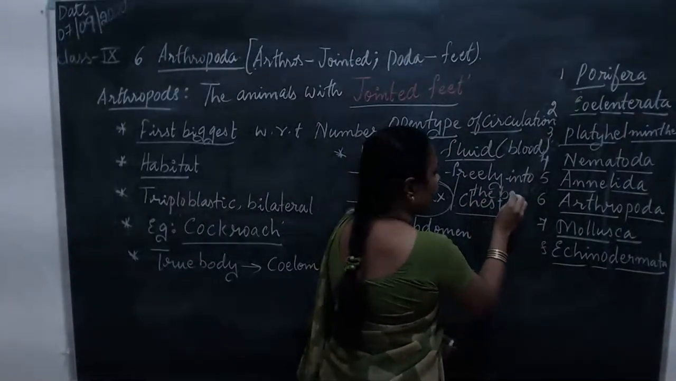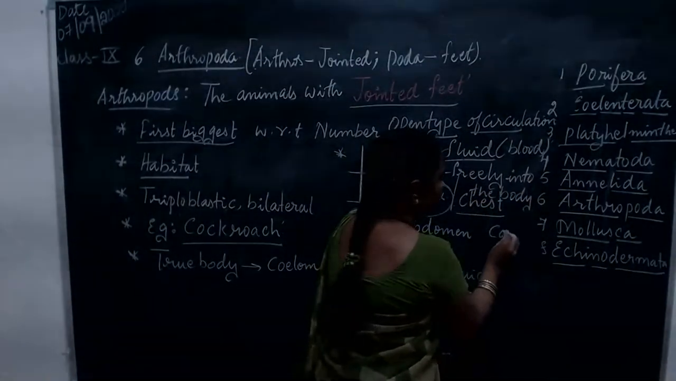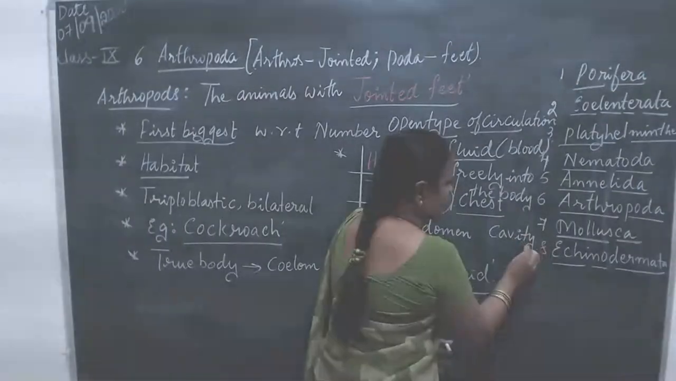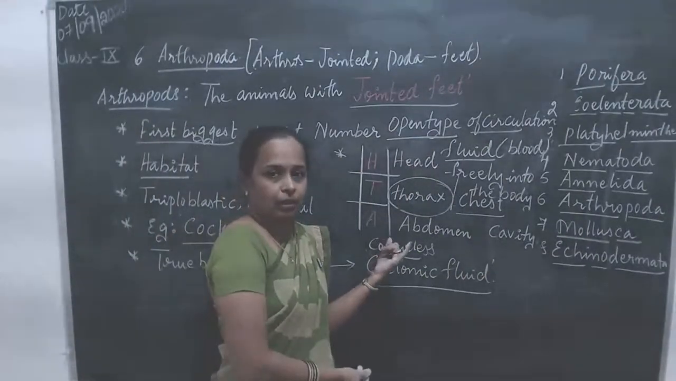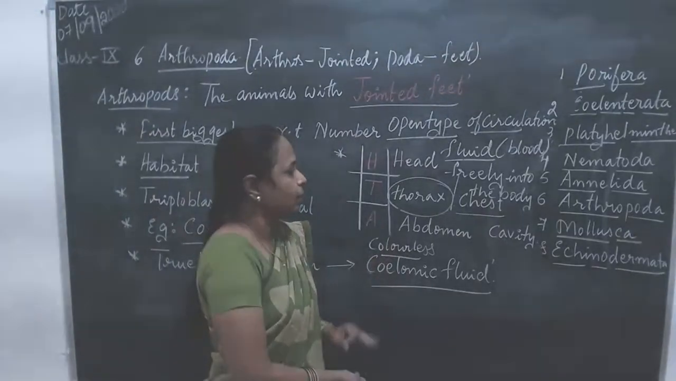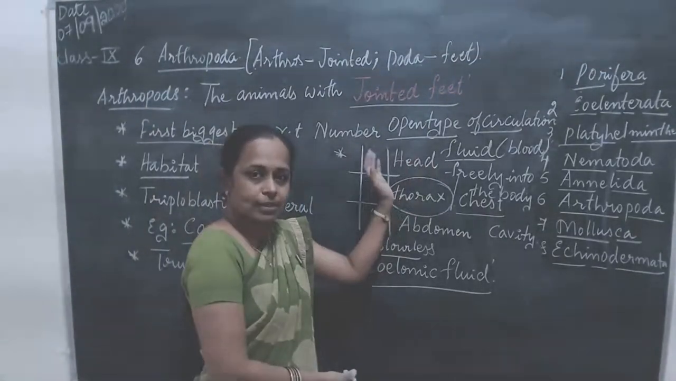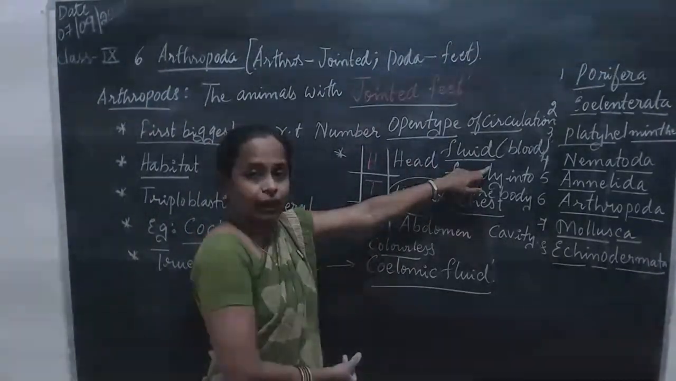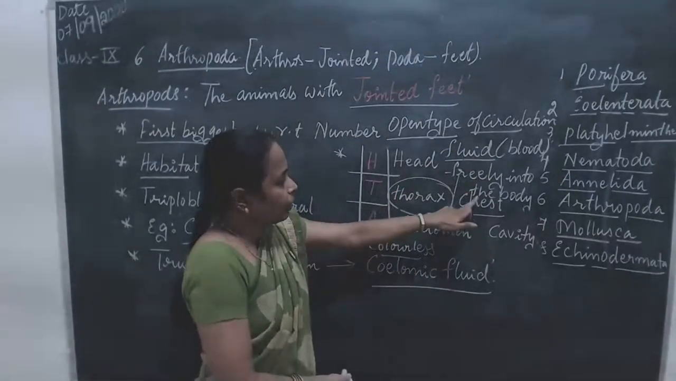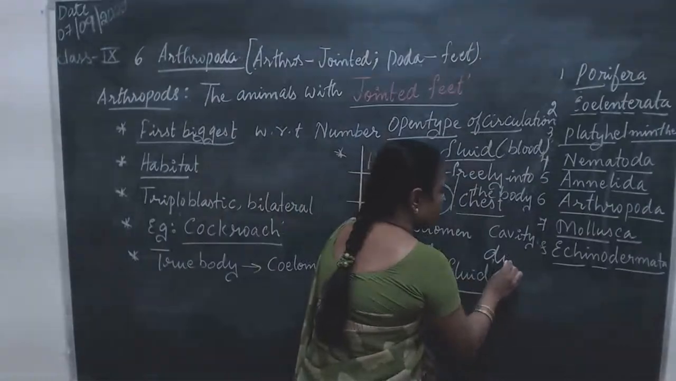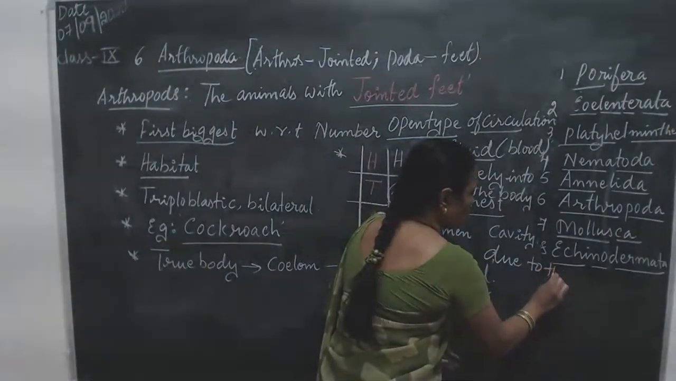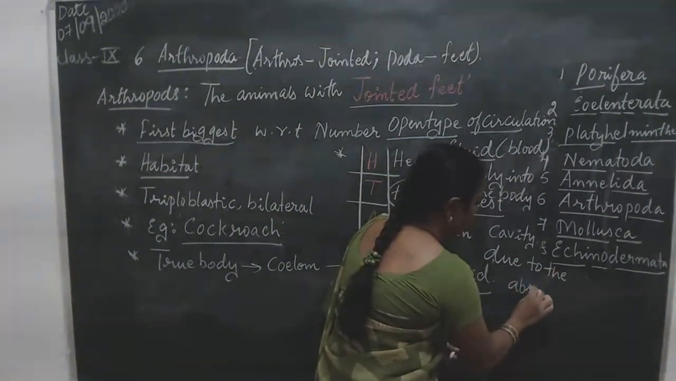Into the body cavity. For us, the blood flows into the blood vessels. The circulatory system of human beings contains the heart, blood and the blood vessels. Here, they have the coelomic fluid which acts like blood for them. But it is flowing freely into the body cavity due to the absence of blood vessels.